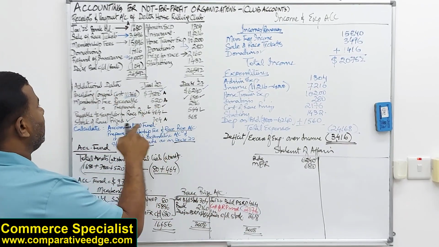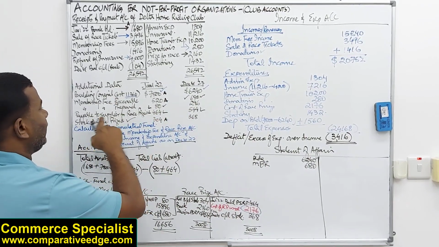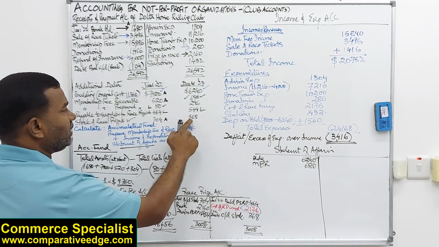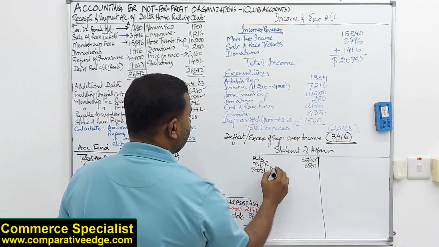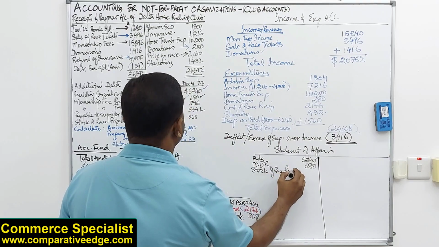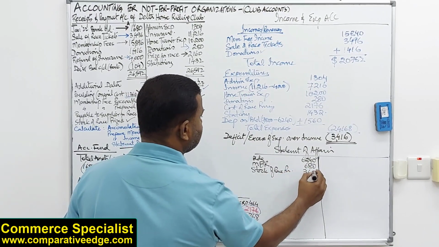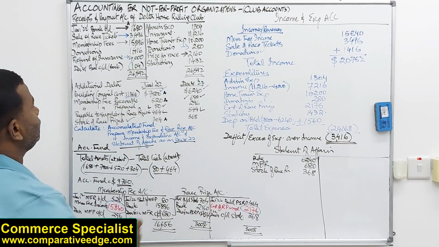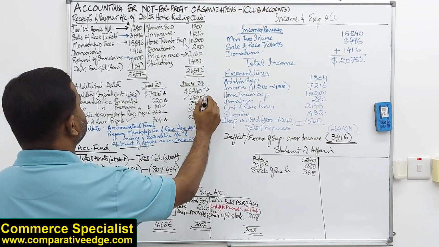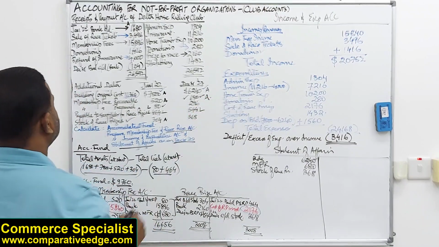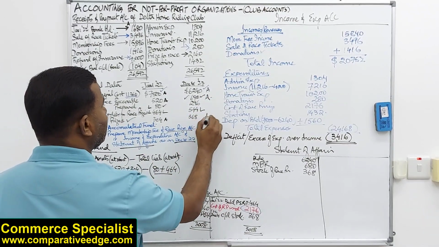Then coming down, prepaid is a liability, payable is a liability, stock of race prizes, closing balance 368. So I've taken building, it's an asset. Membership fee receivable, closing balance, is an asset. Stock of race prizes is an asset.